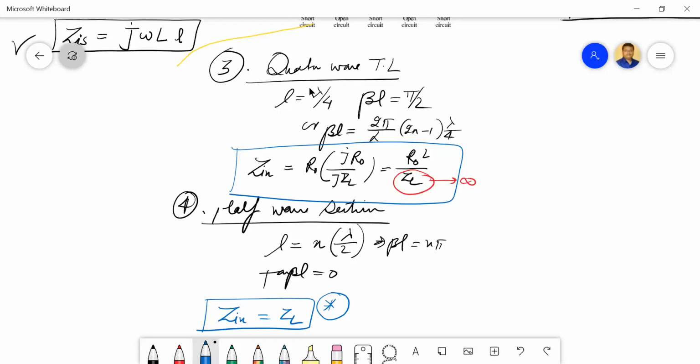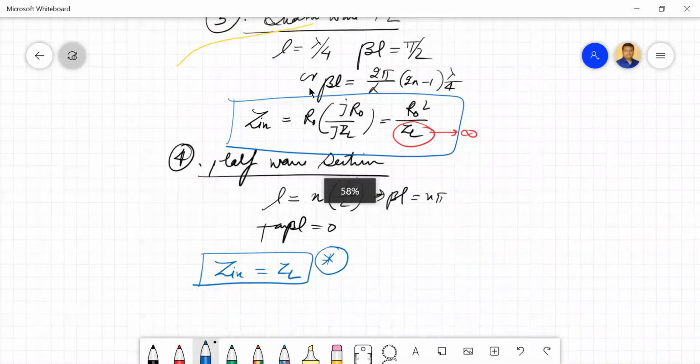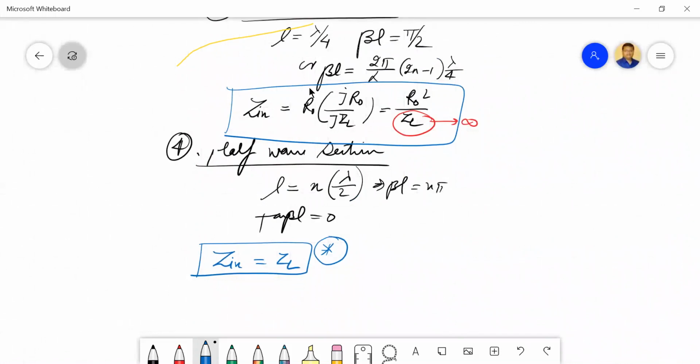This is very important because when we have a matching circuit, sometimes we need these kinds of things. And for the half wave, finally we got Zin equal to ZL. It means that whatever we realize at the load, we get at the input side. So this is all about the circuit realization of the transmission line. If you have any question, you can discuss with me. I'm open.